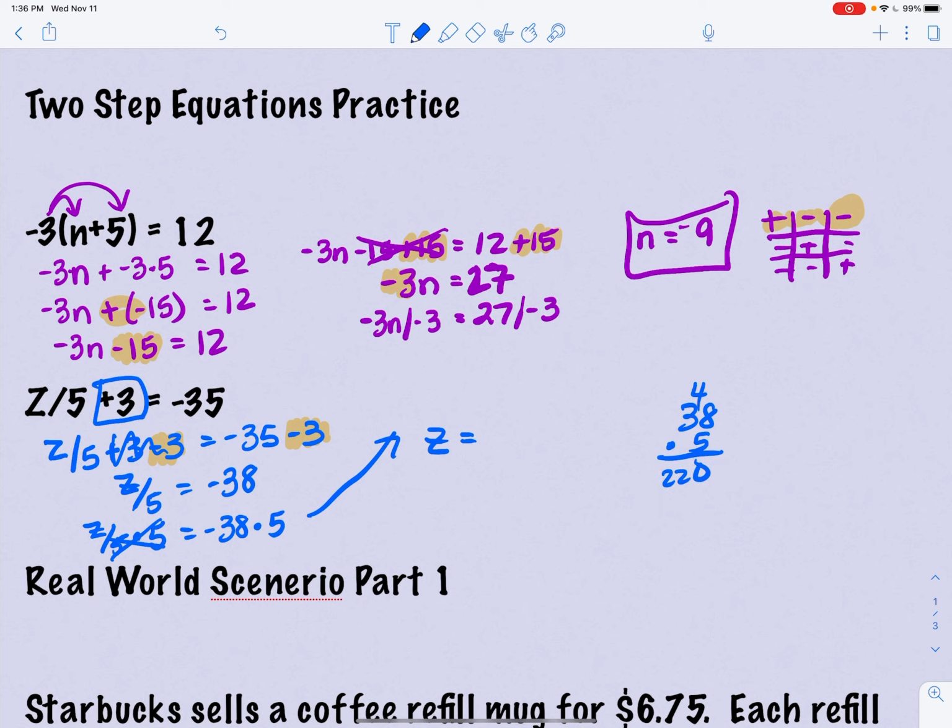We get 190, but I need to figure out if it's negative or positive. So I have a negative and a positive right here and right here. So negative times positive gives me a negative. So my answer is -190.